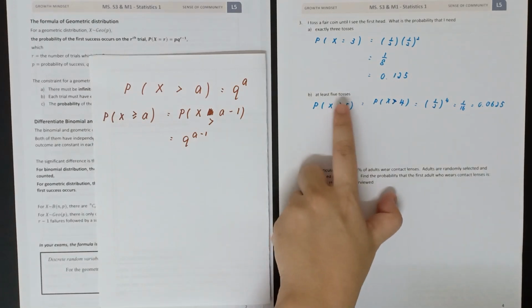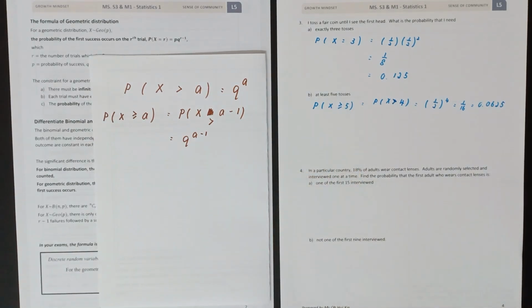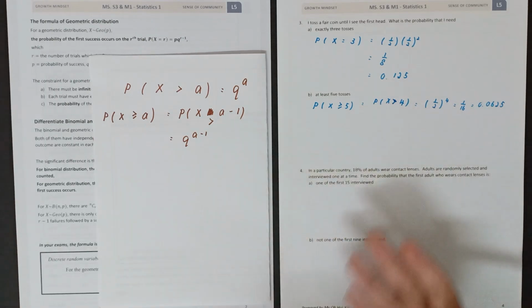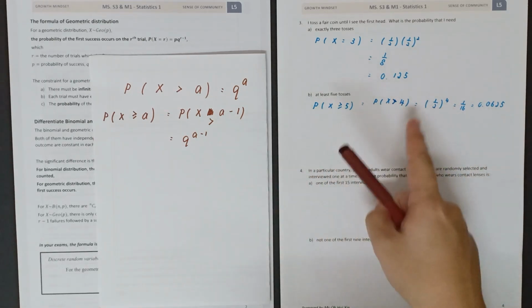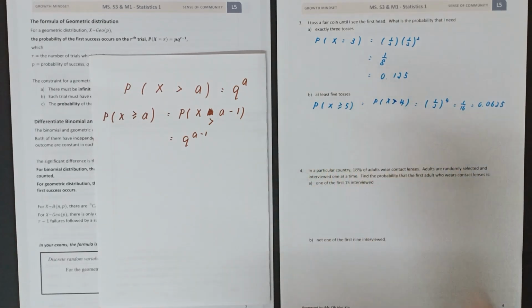You need at least 5 tosses, meaning that before that you get all 4 times failure, then only can you do 5 tosses, right? Yeah, only then can you do 5 tosses or more. So if you don't fail for 4 times, you cannot have at least 5 tosses. So that's why the probability for you to get at least 5 tosses is basically the probability for you to get 4 times failure. Okay?